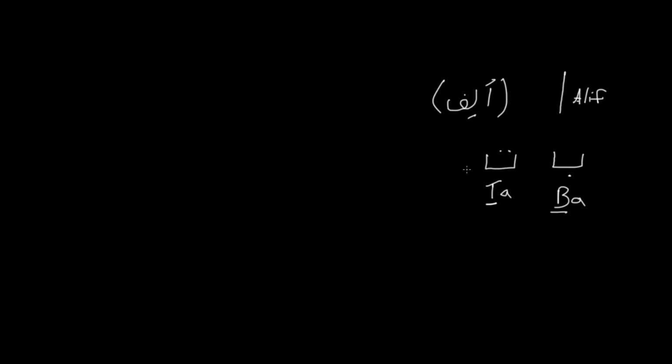Nothing fancy. The next one is Tha. Again, the exact same shape, but you have 3 dots above it. And it makes a TH sound like the word thing. In English, TH can either be the or tha. There are different letters in Arabic for both those sounds. This one is just tha. So again, these 4: Alif, Ba, Ta, Tha.